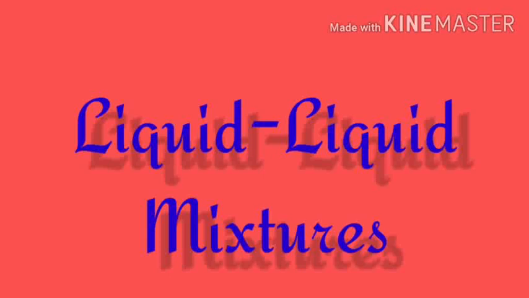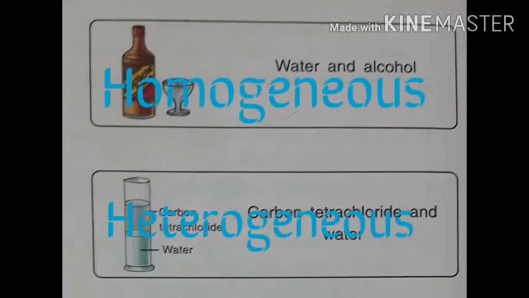Now the third type of mixture is liquid-liquid mixture, and I'll give you two examples of liquid-liquid mixture. One will be homogeneous, the other one will be heterogeneous. So look at the picture of water and alcohol, and the second one is carbon tetrachloride and water. See, water and alcohol are miscible liquids, so you will get a homogeneous mixture, whereas carbon tetrachloride is an organic solvent. It does not mix with water, so you will get a heterogeneous mixture. But both are examples of liquid-liquid mixture.